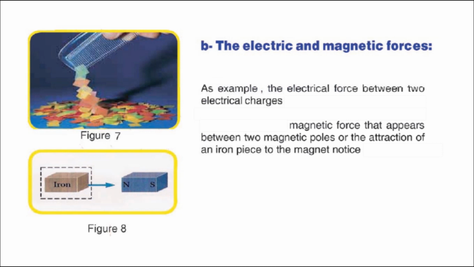The other type is the electrical and magnetic forces. As an example, the electrical force between two electrical charges, and the magnetic force that appears between two magnetic poles or the attraction of an iron piece to the magnet. Notice the figures.